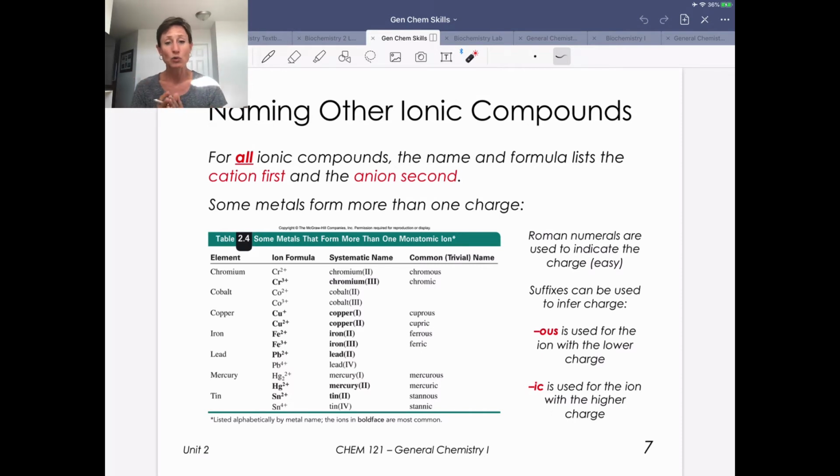Now here again is where things get a little bit more complicated because you have to remember copper comes as a +1 and a +2. Something like iron comes as a +2 and a +3. Something like tin comes as a +2 and a +4. These are just things that you're going to have to memorize. It's just one of those toolbox knowledge things that you're just going to have to know so that you have it ready to work in this skill.